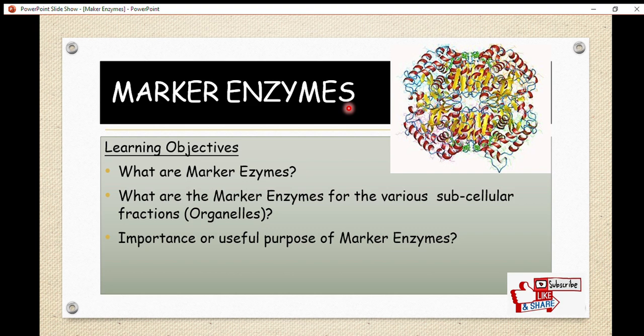So we are going to treat marker enzymes, and the learning objectives for today are: what are marker enzymes. We are going to talk about the definition of marker enzymes, their characteristics, their useful purposes, and each and every marker enzyme and the organelle that is specific to it. We are going to talk about marker enzymes for the various subcellular fractions called organelles, and after that we talk about the importance or the useful purpose of marker enzymes in the cell.